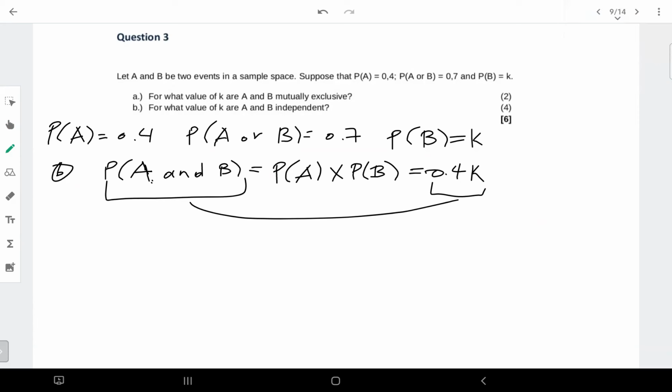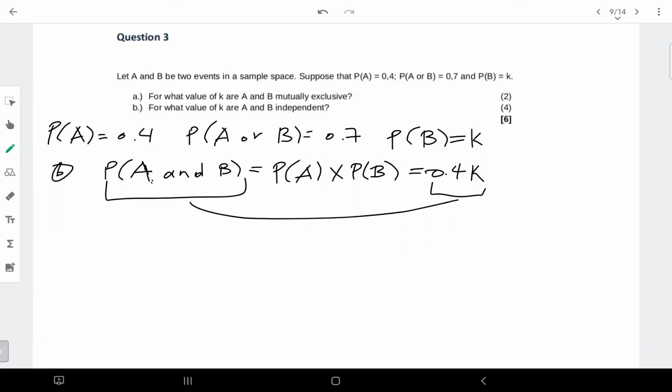Can you not say 0.3 instead of K? No, it's a different question. Yeah, it's a different question. Remember, we were told at A that these events are mutually exclusive. Now they change the condition and say these events are independent. So it's two different questions. We are still calculating for K.